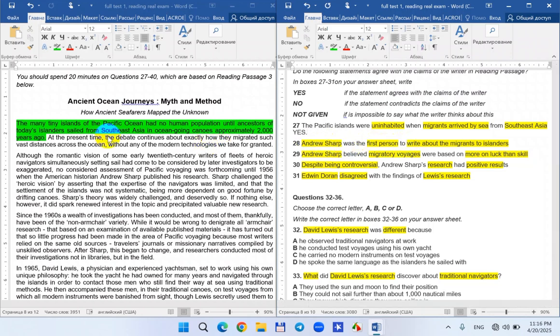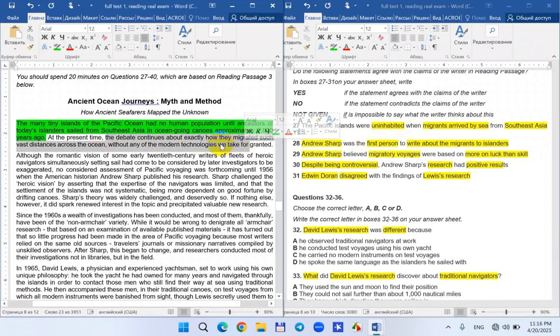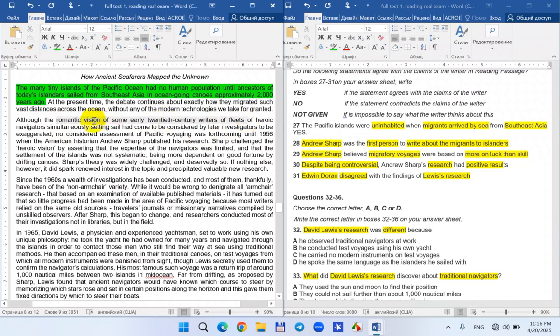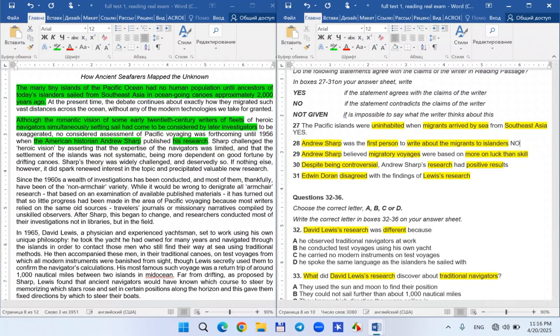Next one. Was he the first person? At the present time, debate continued. No information about that person. Although the romantic vision of some early 20th century writers of heroic navigators simultaneously setting sail had come to be considered by later investigators to be exaggerated, no consideration of Pacific voyaging was forthcoming until 1956 when the American historian published his research. Was he the first person? No, there were some early 20th century writers also. That's why the correct answer is going to be no.